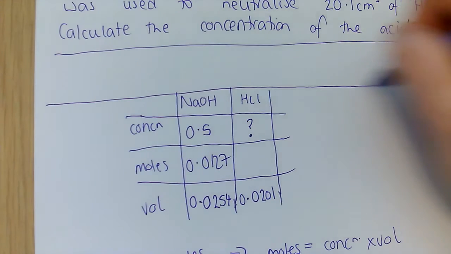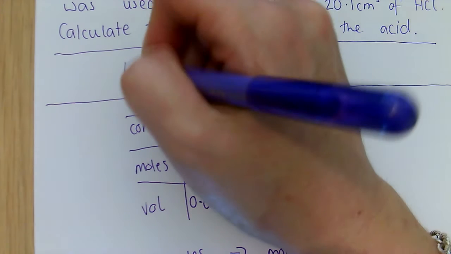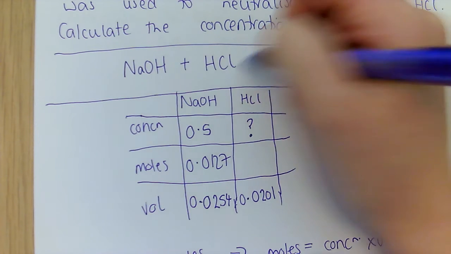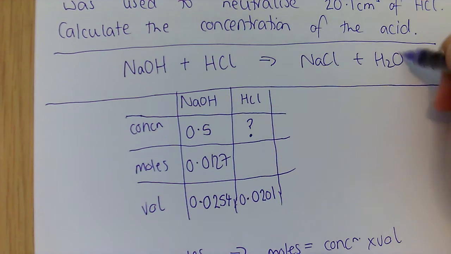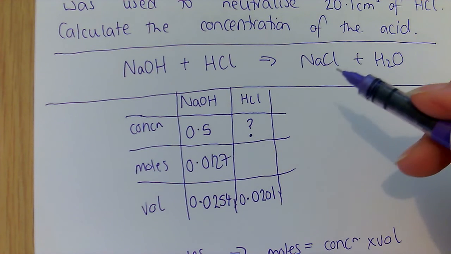Now again, in the exam at GCSE, they may well have given you the equation already, or they may have given it to you and asked you to balance it before you've moved on to this bit. But you should be able to remember by now that acid plus an alkali makes salt plus water. And that balances as it is. I don't need to do anything.